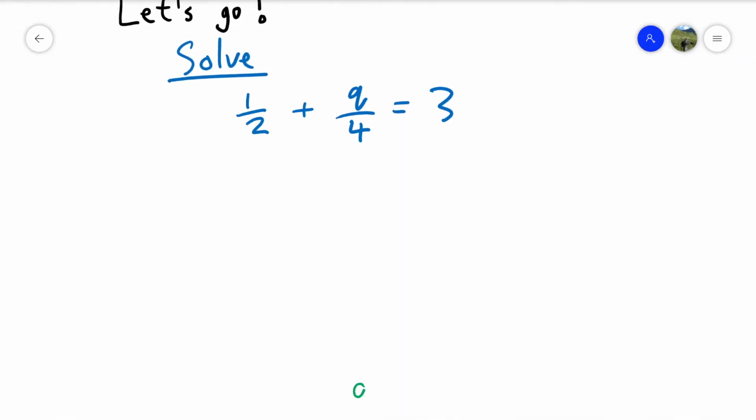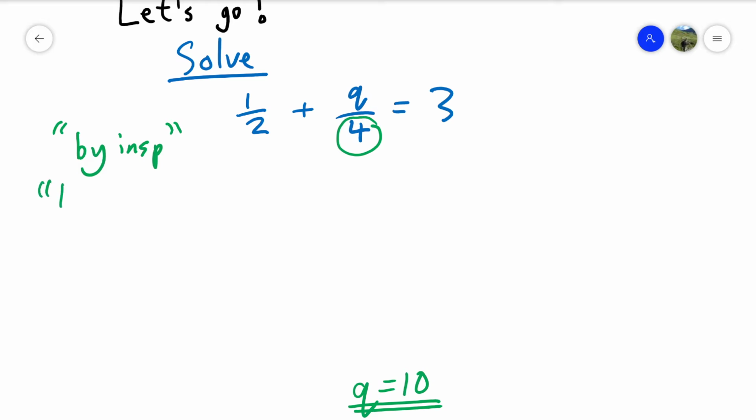Right, the answer is q equals 10. I'm going to solve it by inspection first, because as usual I want to highlight this important technique. Oh look, that's over 4. I guess I could make the others be over 4 as well, and then it's going to look the same. I'm starting off with this because I'm wondering, can I do it by inspection? Not yet. So I'm going to first make it look the same.